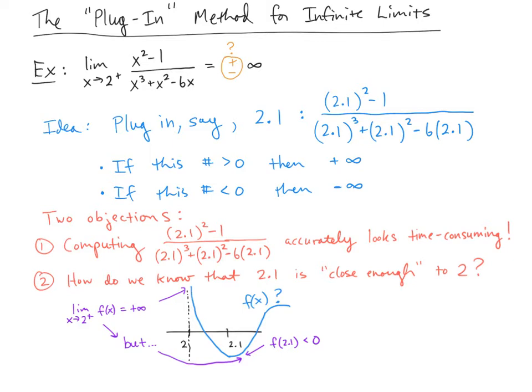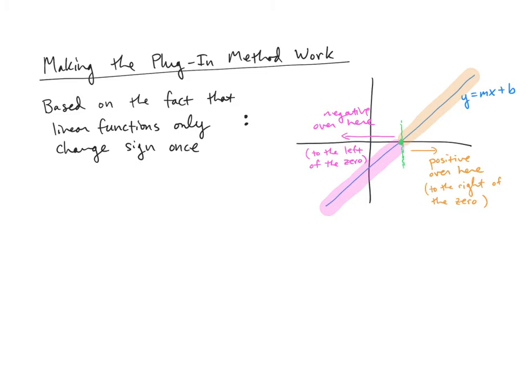But what I want to outline in this video is how you can make this method work if you're just willing to do a little bit of algebra ahead of time. The way to make the method work is based on the simple fact that linear functions only change sign once. So you have a linear function, y equals mx plus b, and where it hits the x-axis, the 0 of the linear function, on the one side it's either positive or negative, and positive or negative forever after. In this case we have positive. And on the other side it's also uniformly of a particular sign, so in this case negative.